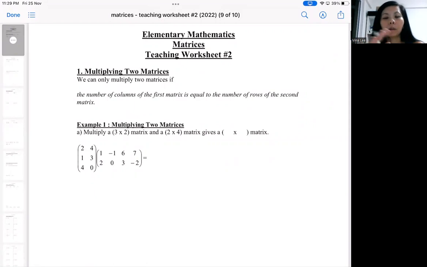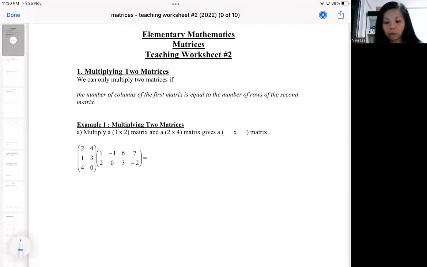This section, we're going to multiply two matrices. It is not going to be so direct as the addition and subtraction, or even multiplying a number to a matrix. So we are multiplying two matrices.